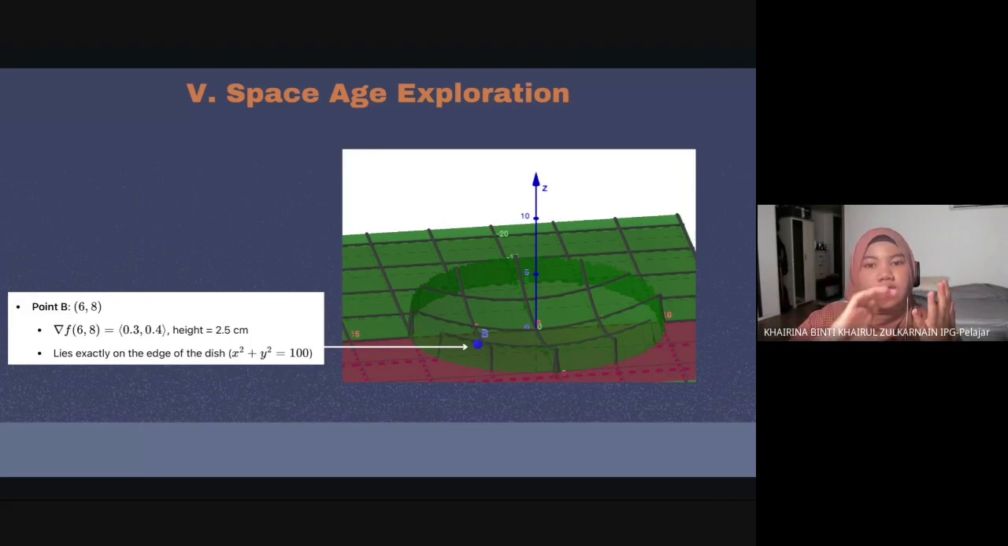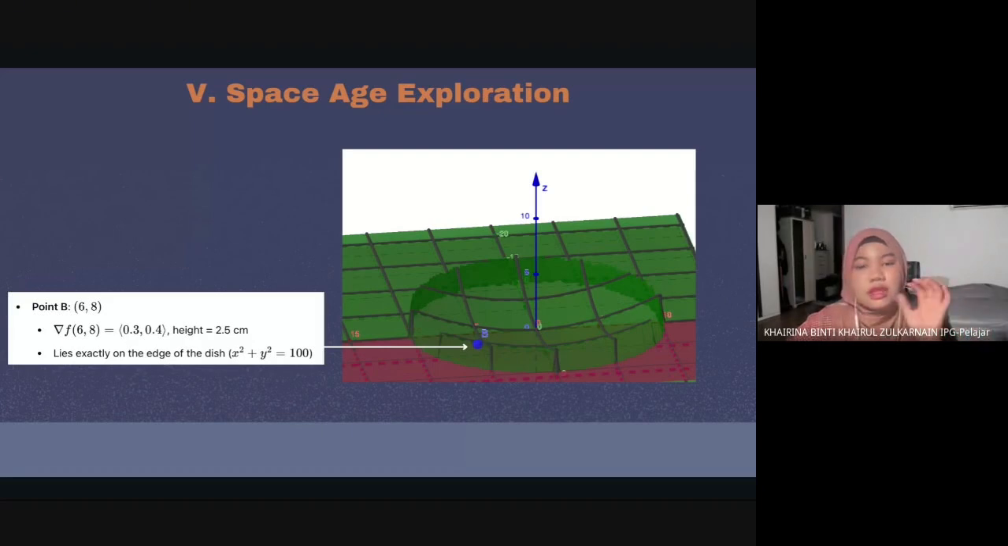So, which means it helps to determine how tall the edge of the dish is compared to the center. In this case, 2.5 centimeter, right? So, meaning the dish curves upward just enough to reflect signals efficiently. This height is important for ensuring signals reflect to the focal point without overshooting or scattering.